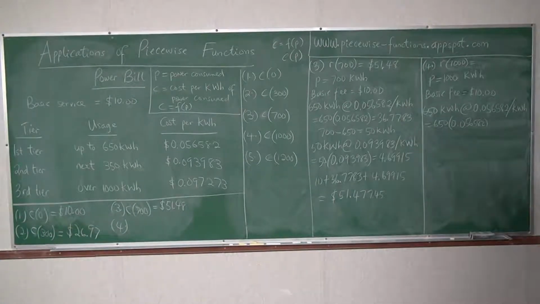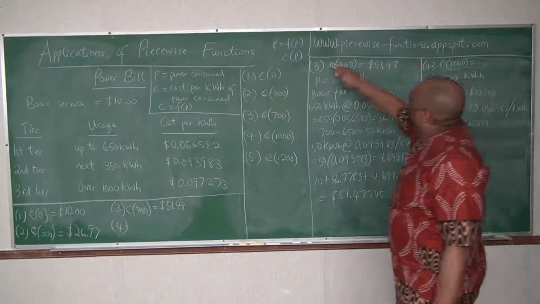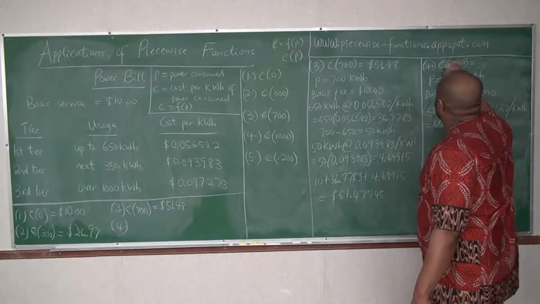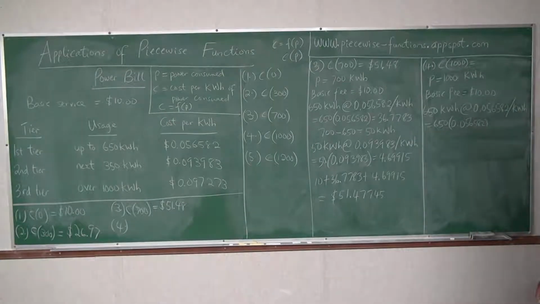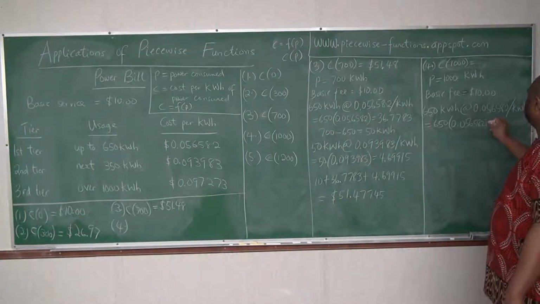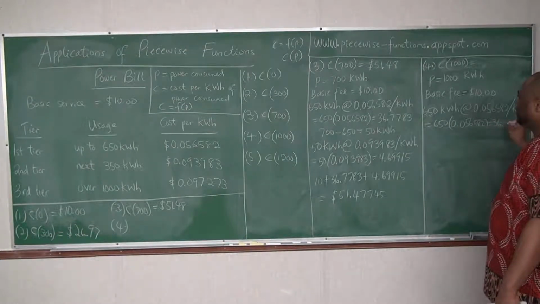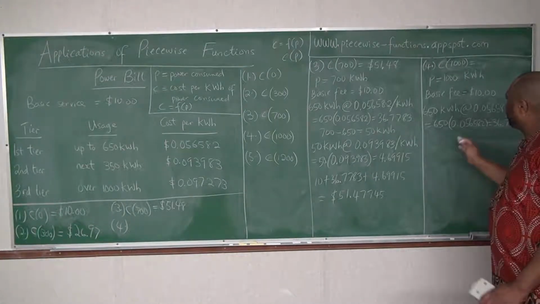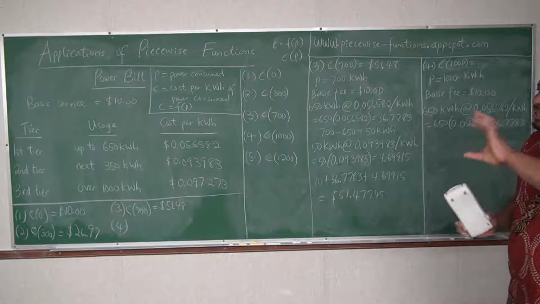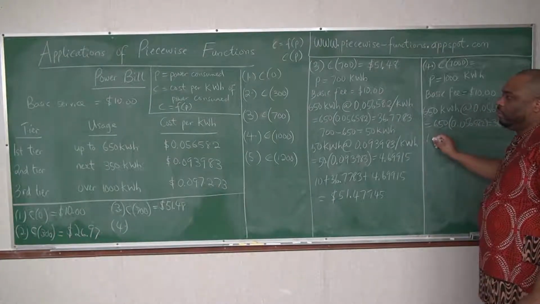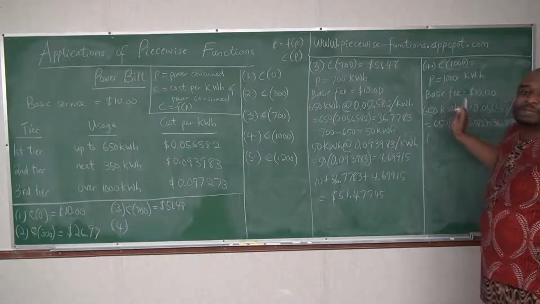All right, so I'm going to now use this as C, cost. So the cost for 1,000 kilowatt hour will now give us this 650 times this, which is 36.7783. All right, now this is for the second tier. We now do, sorry, this one was for the first tier.